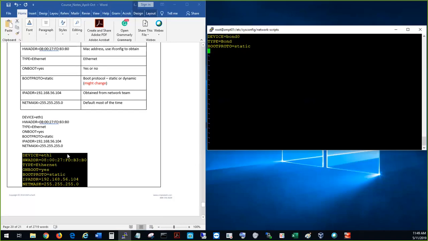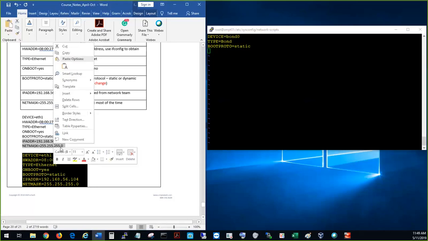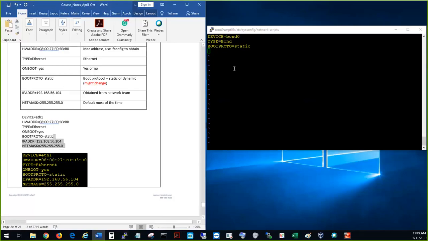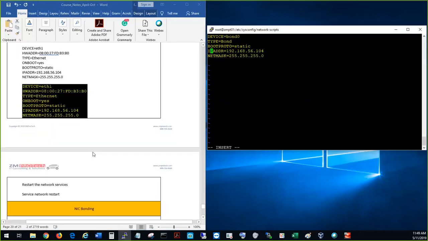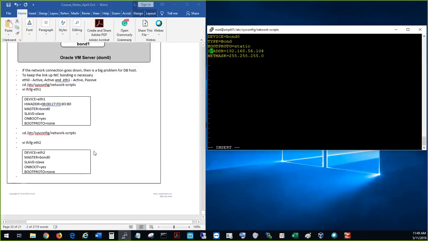Okay, now what we're going to do is physically add the static IP. Usually you're not going to be determining this on your own. This information will be provided to you by the network team.